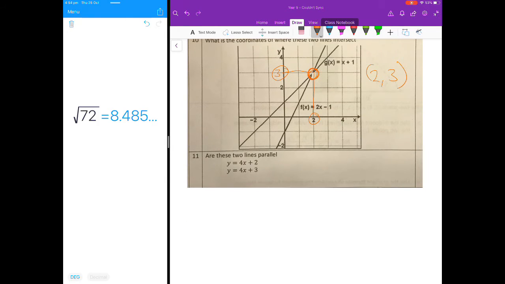Two lines that are parallel will have the same gradient. The gradient is that number in front of the x. We've got 4 and 4. 4 equals 4. So yes, they are definitely parallel.